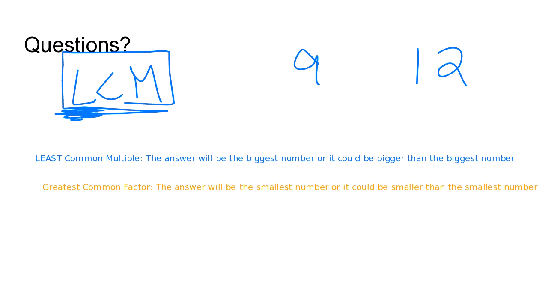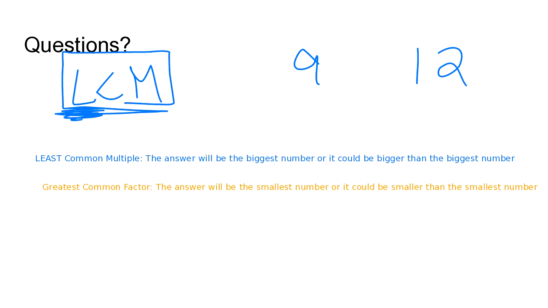Okay, so if this doesn't make any sense, the least common multiple is either going to be the biggest number of the two or bigger than the biggest number. The greatest common factor is going to be the smallest number of the two, or it could be smaller than the smallest number.